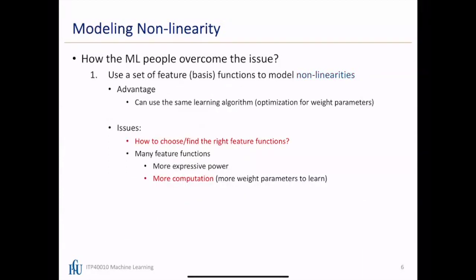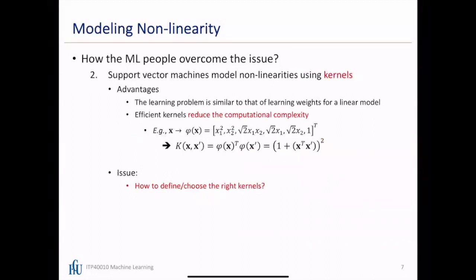But this has some issues. How do you find the right feature function when there is no clue? You need to do lots of trial and error. Also, using a feature function does its job, but at the same time you are increasing the computational demand to a great extent. So this is something we don't want to have. There is a second option, that is using the kernel function.